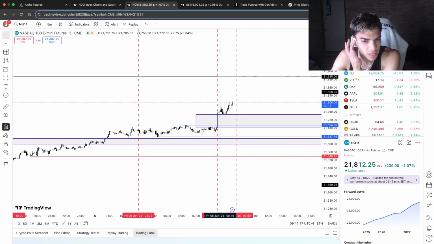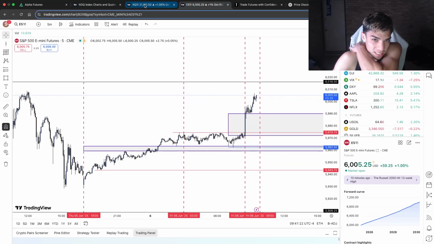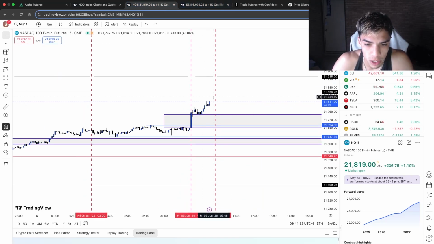I don't see any SMT divergence or anything yet. I mean, that's the only one that gets me confused, the SMT divergence. I'm not really sure how it works.